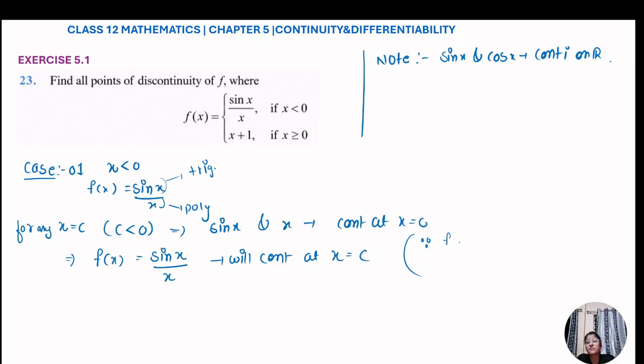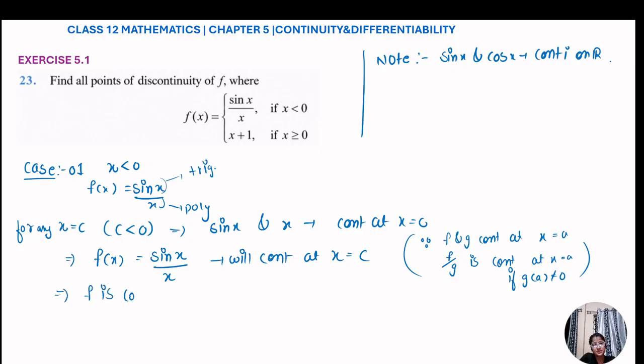So here what we are using: if f and g are continuous at x equals a, then by algebra, f by g is also continuous at x equals a, where g of a is not equal to 0. As you can see, when x is strictly less than 0, x is c, which is strictly less than 0, so it is not 0. By using algebra, we can easily say that sin x by x is a continuous function for any x equals c. So what we have concluded is that f is continuous for any x less than 0. Now move to case 2. What is case 2?